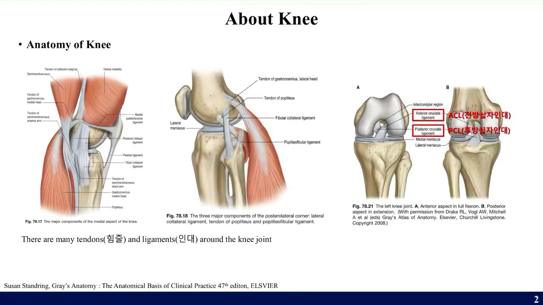And this is the schematic of the knee. As you can see, there are lots of tendons and ligaments. The difference between the tendon and the ligaments is the tendon is connected to the muscle, and tendon and muscle itself can generate its active force. But the ligament just connects the bones at the joint, and it cannot generate its active force. But it can generate the passive force if there is a displacement between two bones at the joint.